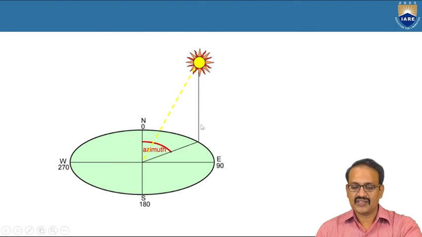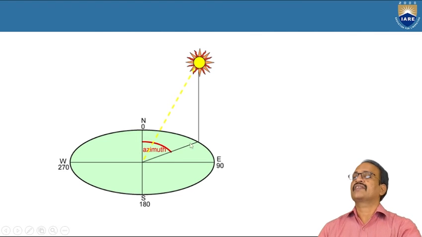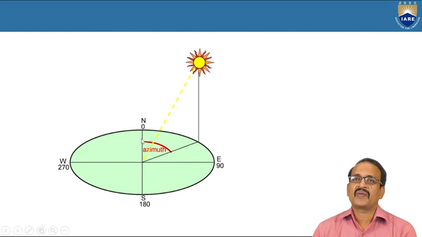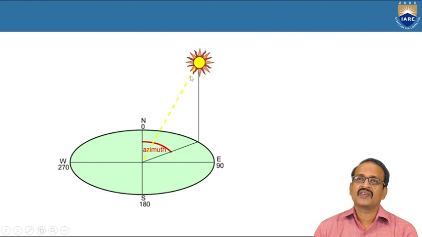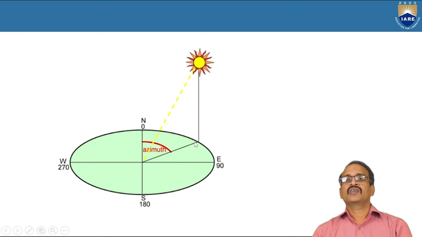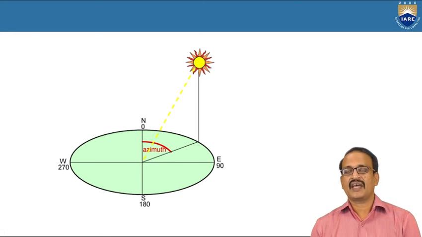Here also you can see the sun rays. So this is the azimuth angle. It is approximately 45 degrees. So from exactly the north and south line to the sun rays falling here, if you draw a line like this, this line will give the azimuth angle.